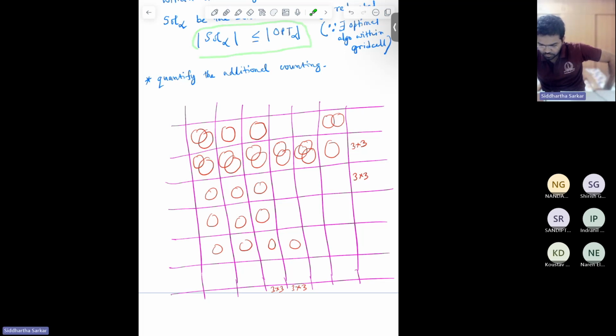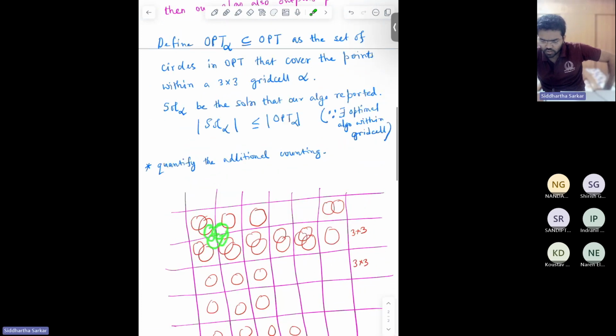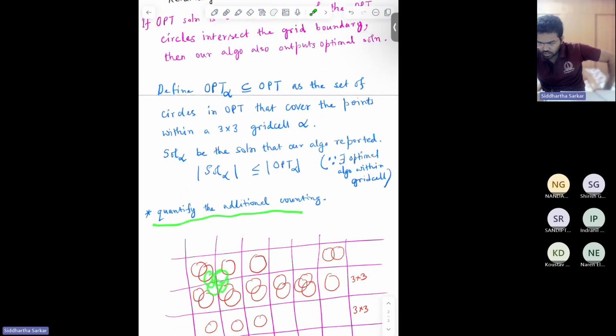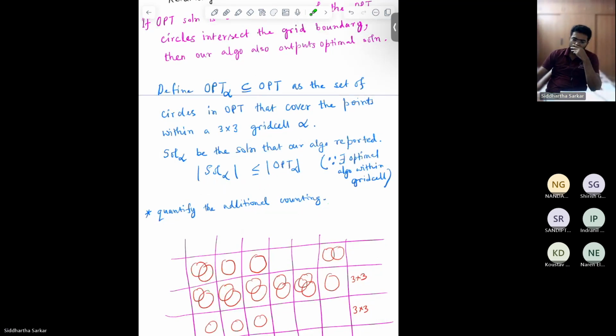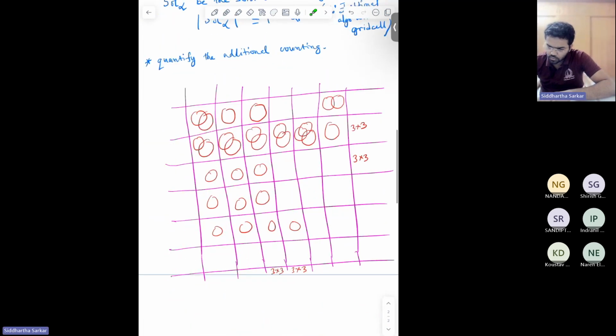But if there is a circle in the optimal solution which is potentially able to cover points from multiple grid cells, then you may have taken more circles than necessary. Now we have to quantify how much additional we may have taken. So we have to do this calculation. Okay, so let us do this calculation.